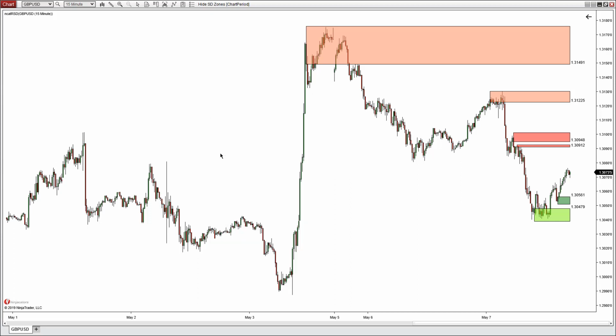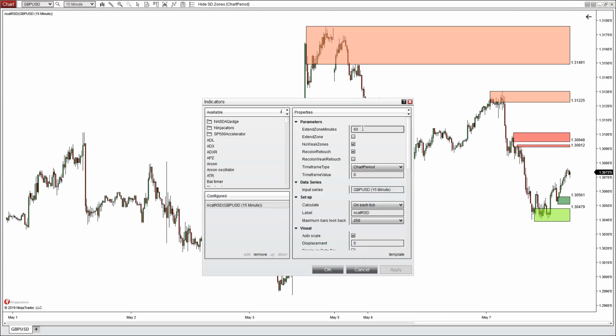Let's go back into indicators and talk about some of the settings. Extend zone minutes here. You can go ahead and put this at 240 and extend the zone out. Click that box there and hit apply. You'll notice the zones will actually go out further now. So if you're doing any type of projection or analysis, it can give you a good idea of where these can certainly go, which is by projecting them out.